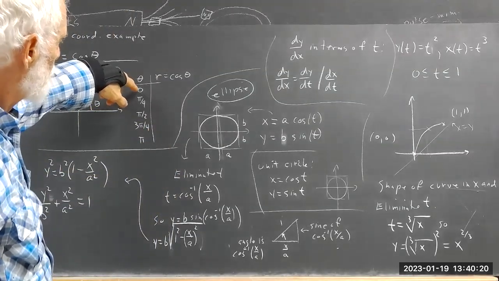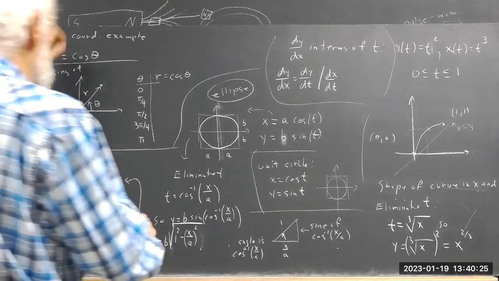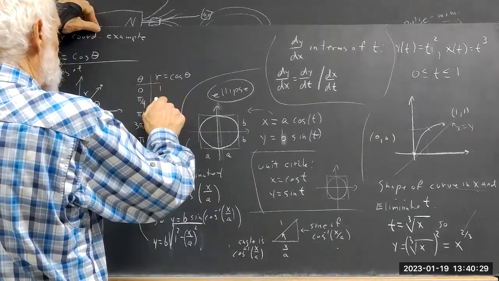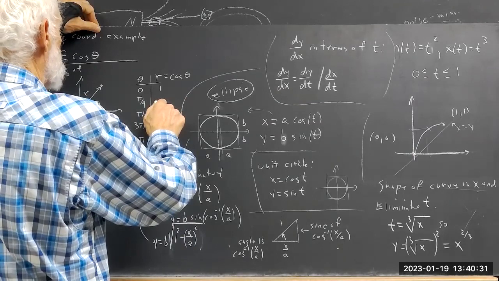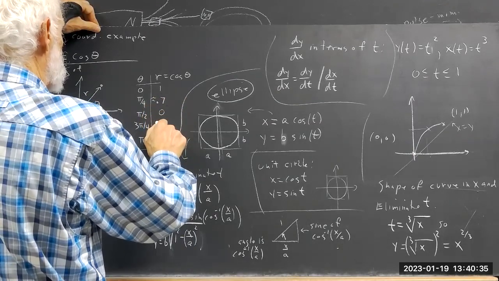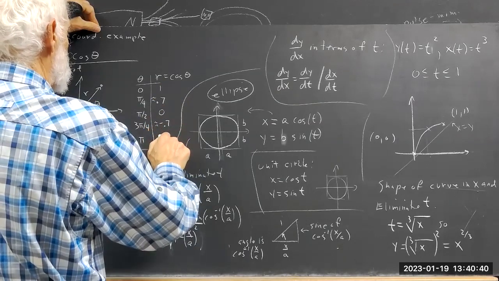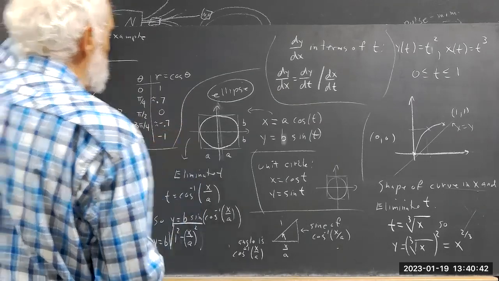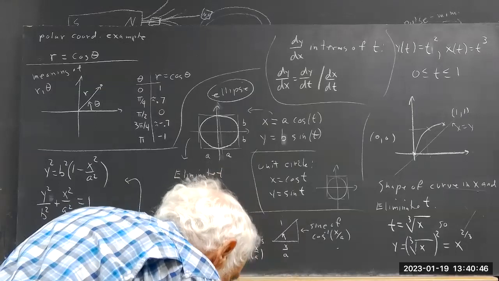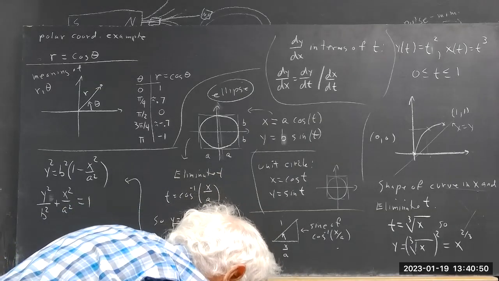Theta, we'll let go from 0 to pi. Then the cosine of theta: cosine of 0 is 1, cosine of pi over 4 is approximately 0.7, pi over 2 is 0, approximately negative 0.7, and negative 1. I'm eating up a lot of boards. I can always block the board, it takes a while to dry everything.